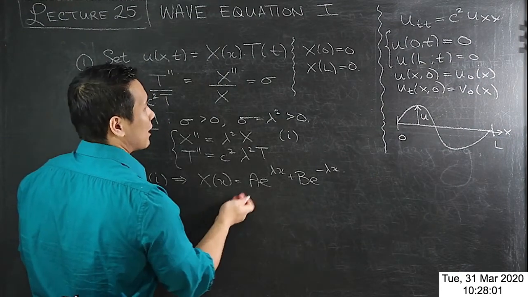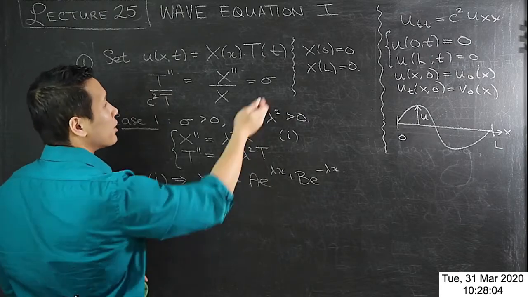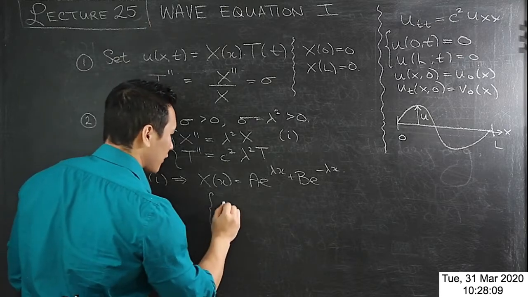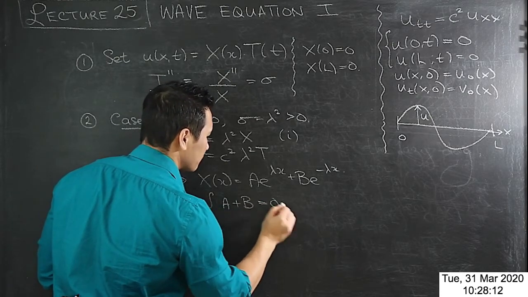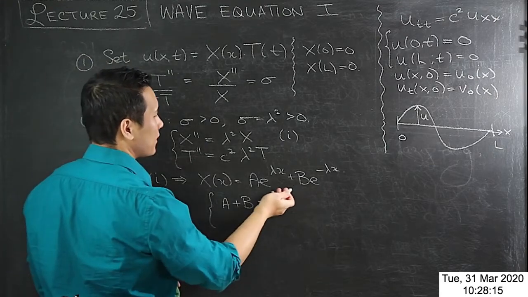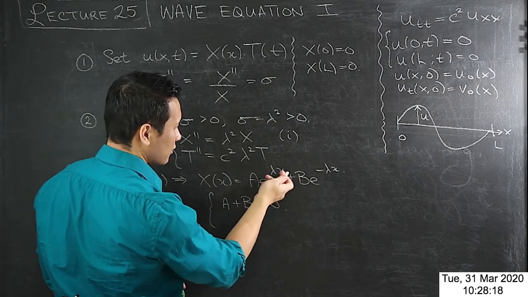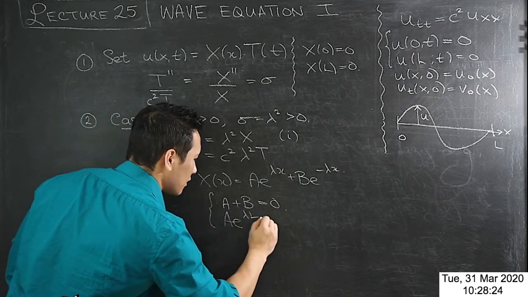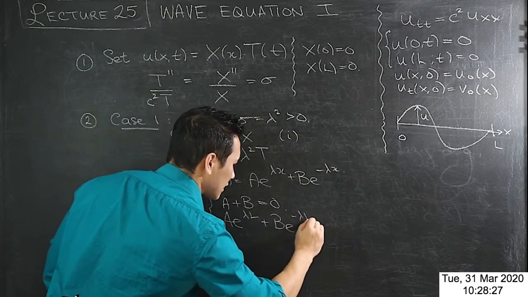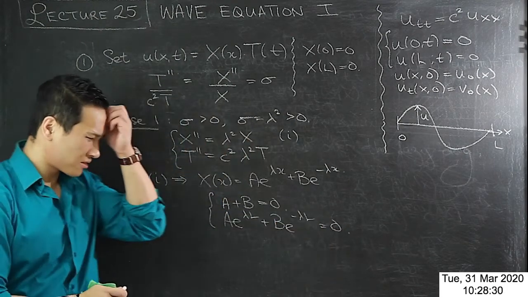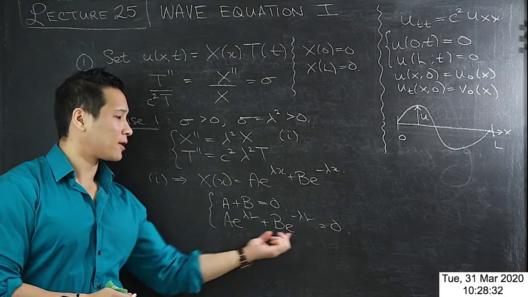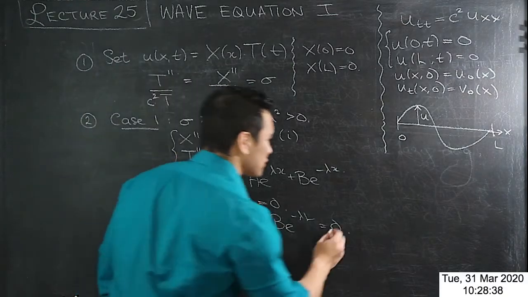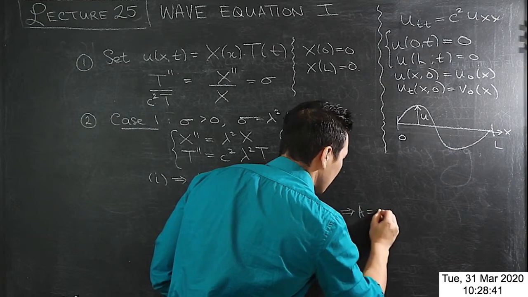Okay, so I have this now. Now I'm going to impose these two boundary conditions, and when I impose the boundary conditions, I have essentially two equations to solve. I have a plus b is equal to 0, because you set x equal to 0 here, and I set a e to the lambda times l plus b e to the minus lambda times l is equal to 0, okay? And you can verify that the only solution of this equation is essentially the trivial solution. So this gives you a equal to b equal to 0.